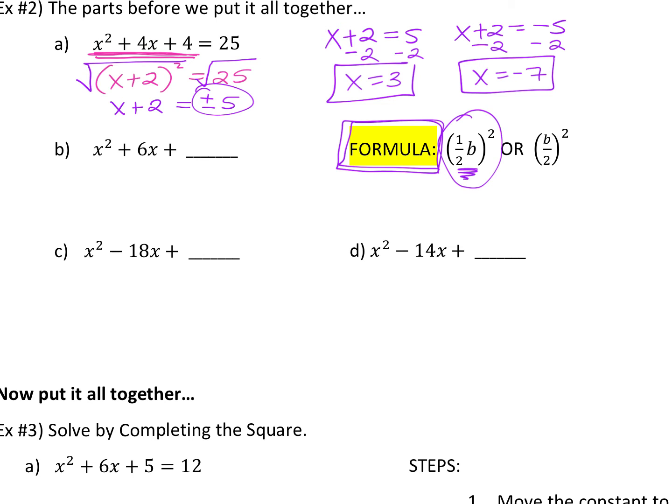But they're the same thing, right? B over 2 or 1/2 times b is really the same thing. So make sure you memorize that formula and you use it when you're completing the square, okay? So here's what you do.